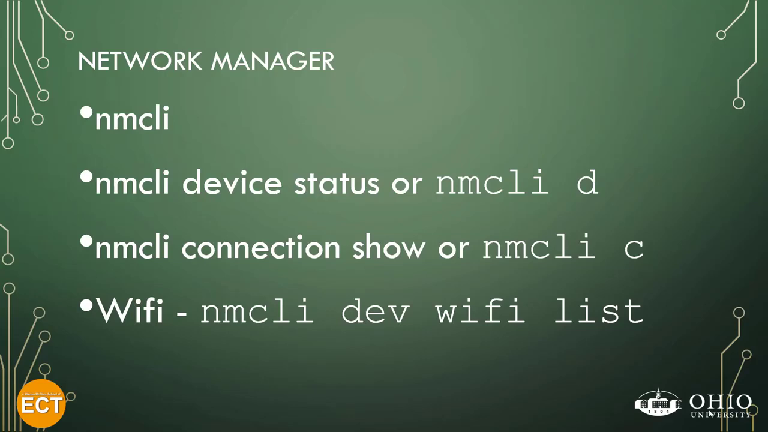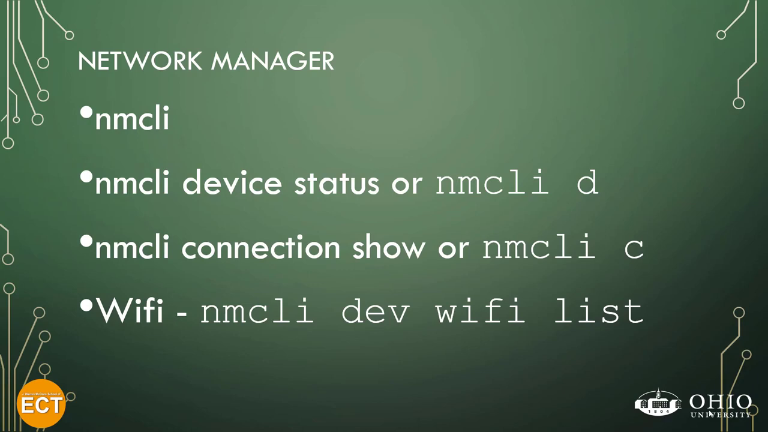Now, nmcli device status, or nmcli d, which is the short version, a lot of these subcommands have a shortened letter or two or three letters that you can use, will give you a device status. So that will be things more specific about your Ethernet card, hardware level kind of discussions. The nmcli connection show, or nmcli c, will be about connections.